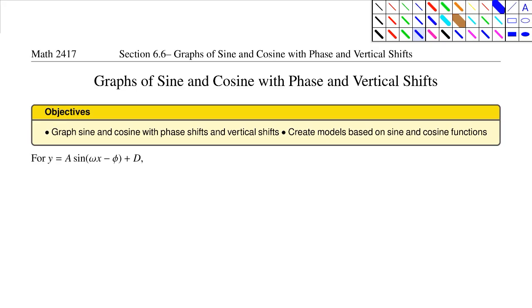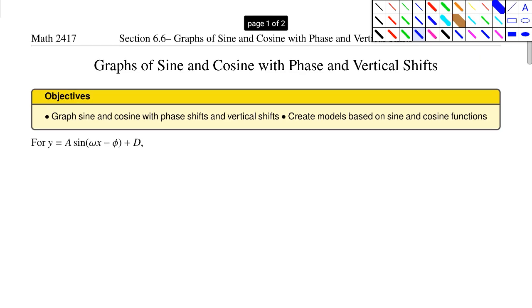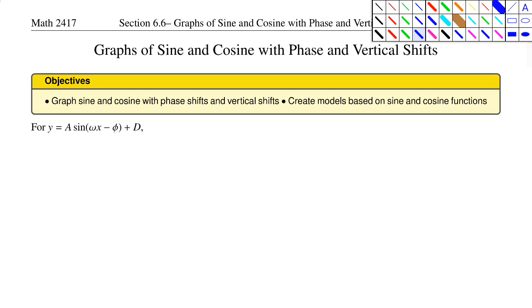In section 6.6, we look at the graphs of sine and cosine with phase and vertical shifts. So the general formula here of a sinusoid is y equals a sine of omega x minus phi plus d. And so the new Greek letter here is phi, and I normally draw it like that, maybe a little more closed sometimes, something like this.